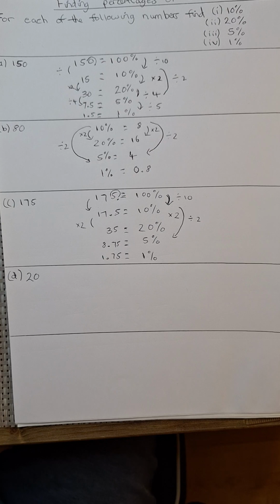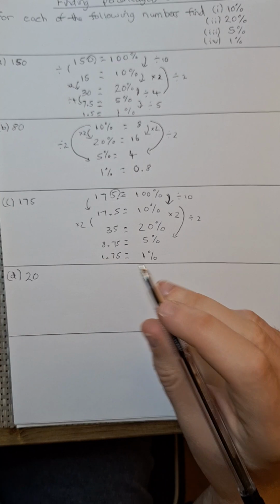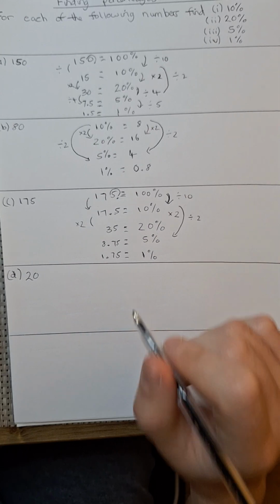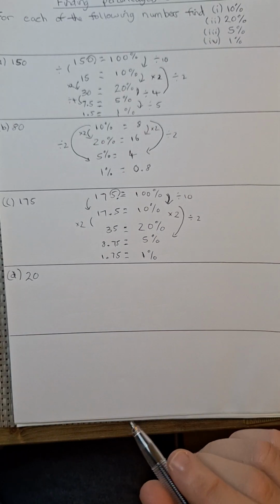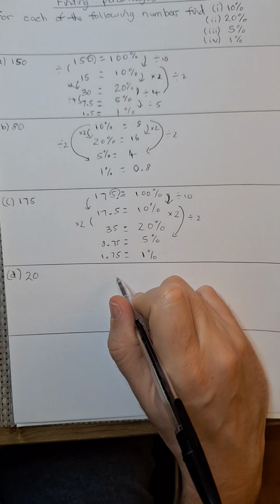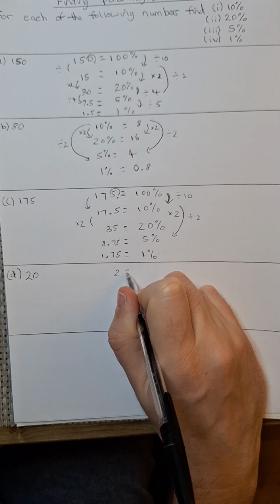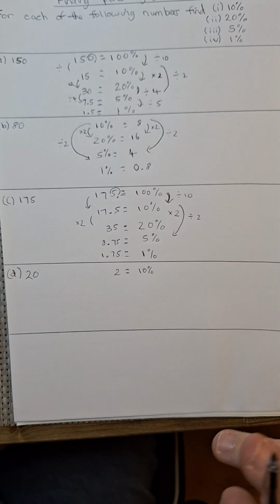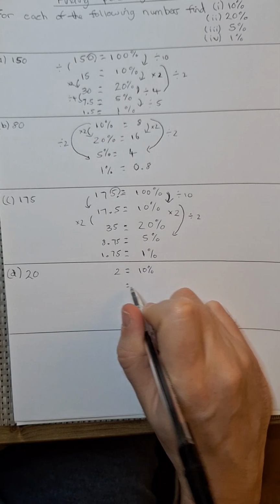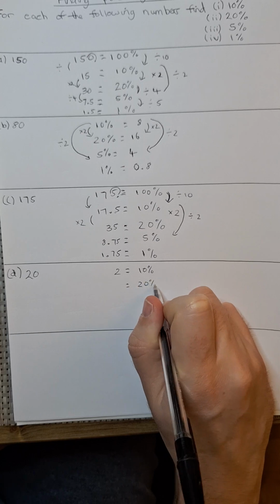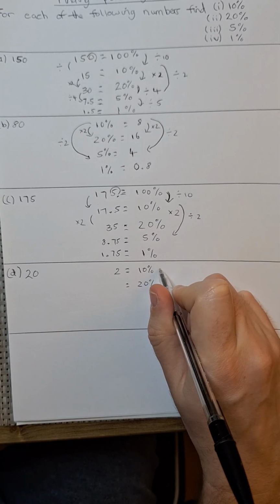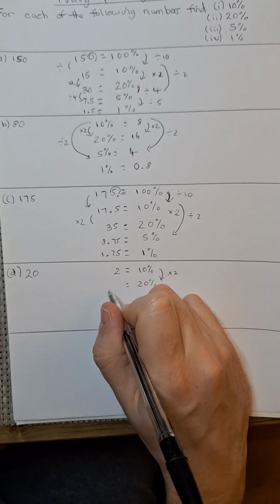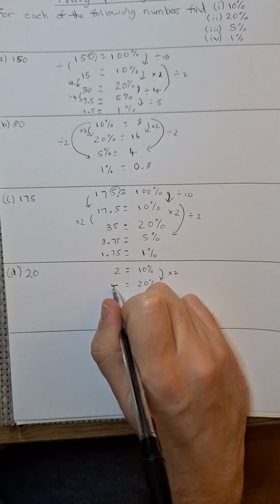Now, final question, we have 20. Again, to get 10% of a number, we divide it by 10. So 20 divided by 10 is 2. So 2 equals 10%. And to get 20%, we're going to simply times 10% by 2. Therefore, we're going to do 2 times 2, which is 4.